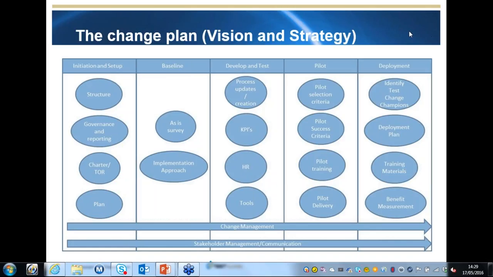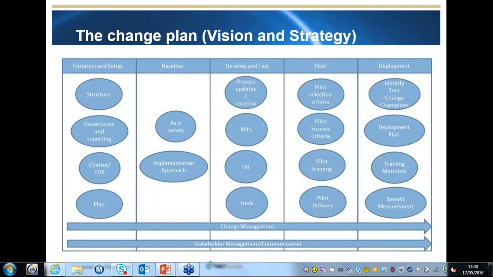And then finally, we look at deployment. And deployment's all about getting it out there and getting it used. So we look at things like identifying test change champions. Now, this won't be done at the end. We will probably do this as part of initiation and part of the baseline. Identify the people who will own this on the shop floor in the different teams. And one of my last projects was to actually deliver to over 400 testers spread across almost every continent in the world. So we needed to find people in those areas that could own it for us.